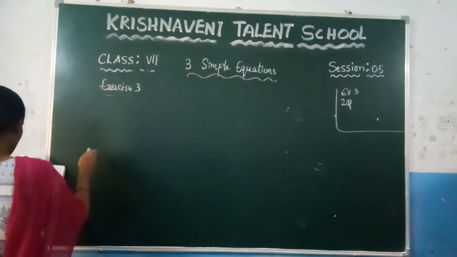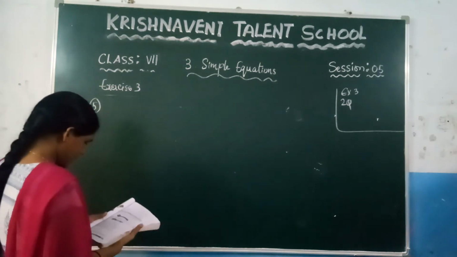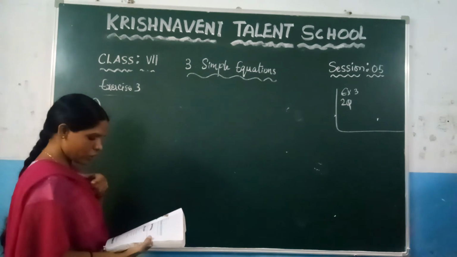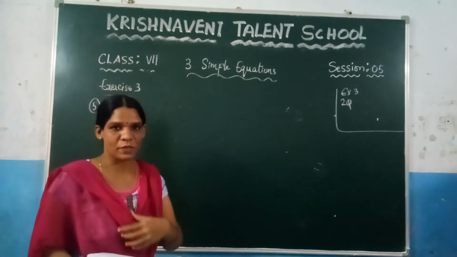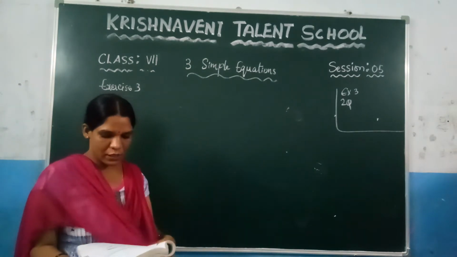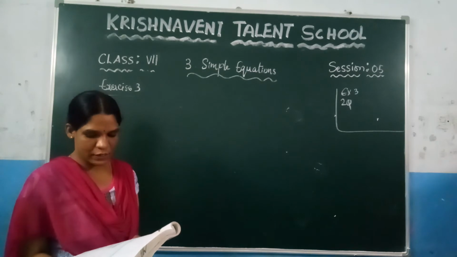Here the fifth question. Find the number which, when multiplied by 7 and then reduced by 3, gives 58. What is the meaning of reduce, decrease? That means you need to subtract. Reduce, decrease, this is nothing but subtraction.